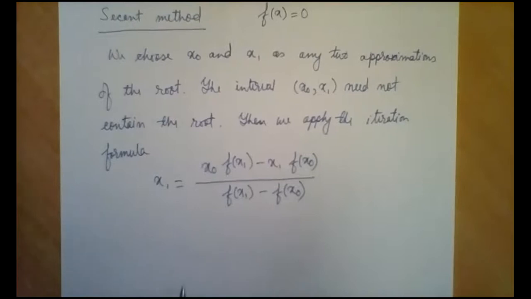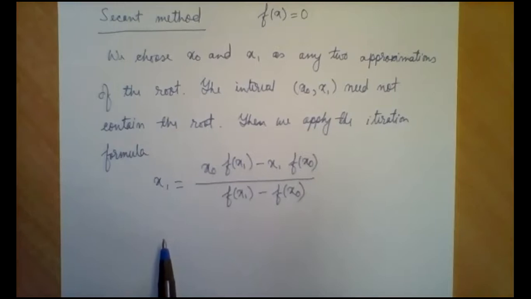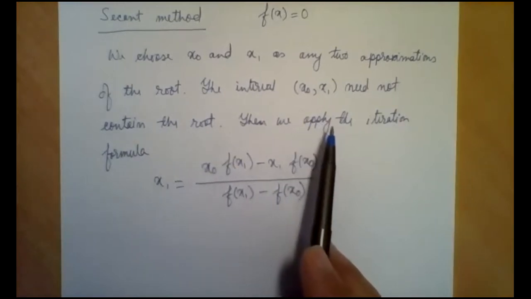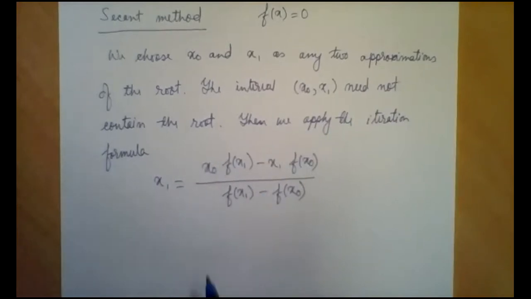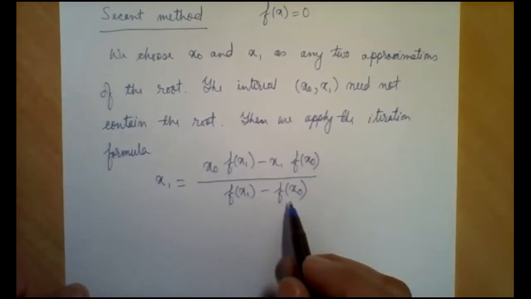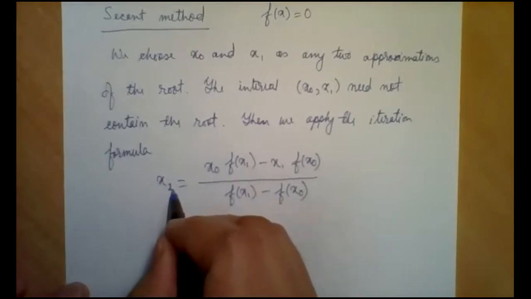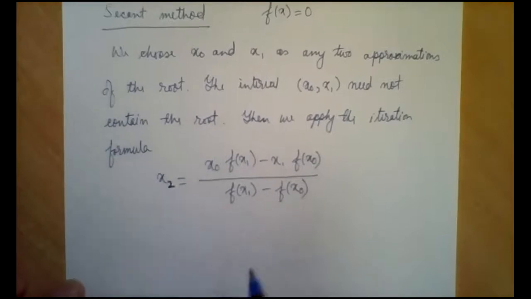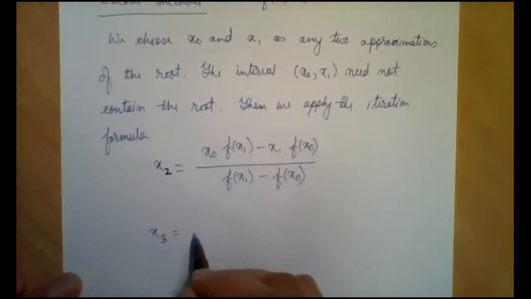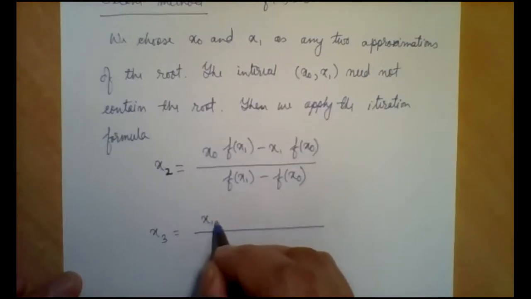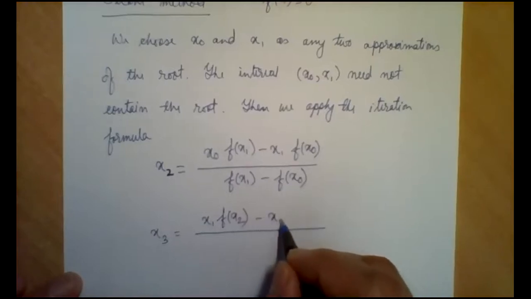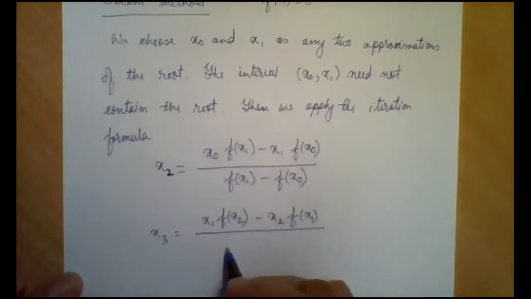In the regular falsi method, what did we do? We calculated the value of the function at this point and checked whether the sign of the function was positive or negative, so that we could choose another interval which contains the root. Here, we straight away use this recursion formula. Sorry, this is not x1, this is x2. X2 is given by this. After that, x3 is given by a similar formula: x3 is x1 f of x2 minus x2 f of x1 divided by f of x2 minus f of x1.